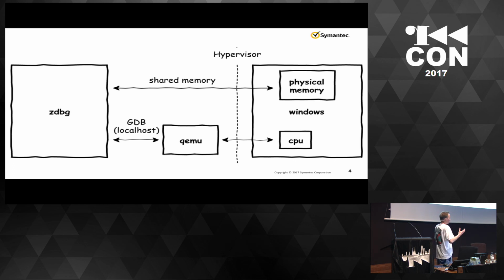It means that the R2 process will share memory with the QEMU process via my plugin. So that's what I'm using for reading and writing to memory, and then I'm using the zdbg protocol for debug control kind of things.